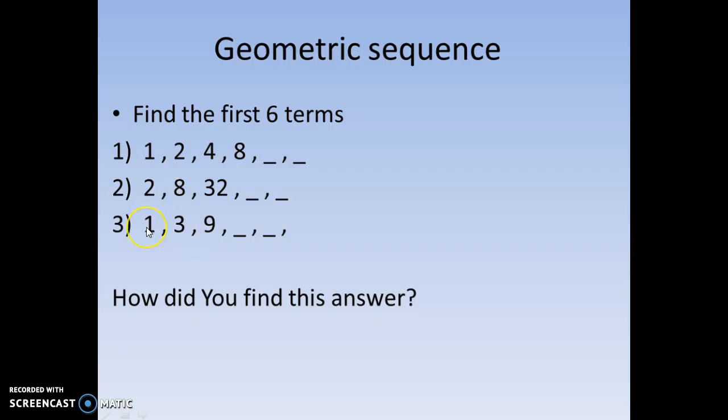Because what's 3 divided by 1? Isn't that 3? What's 9 divided by 3? Isn't that 3? So doesn't that mean we're multiplying by 3 each time? So then wouldn't this be 27 and 81? Doesn't that make sense? Good.